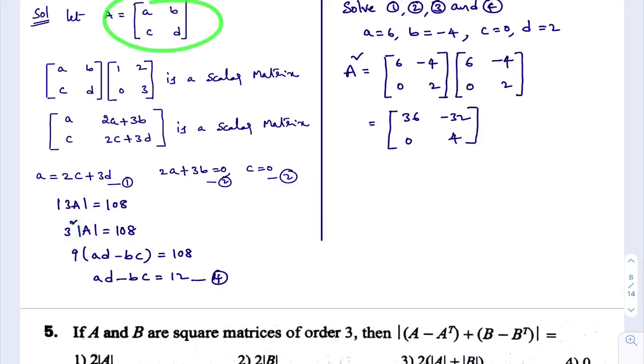Here A is a matrix of order 2 by 2, so that's why I wrote 3 square into det A is 108. I hope you are understanding. What is 3 square? 3 square is 9. As the matrix A I took like this, A, B, C, D, det A is AD minus BC. 9 into AD minus BC equals 108. See here, 9 will get cancelled, and you will get AD minus BC equal to 12.